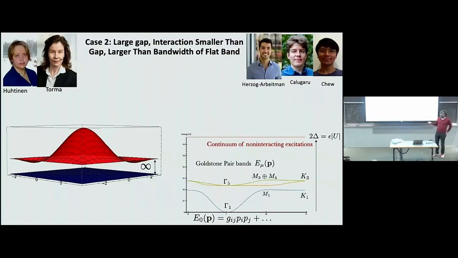In this case, if you're at partial fillings of this lower band, you can basically project your interaction to this lower band and consider a projected Hamiltonian with the interaction projected in this band. Now, this projected Hamiltonian has nice properties. It turns out you can define some positive semi-definiteness, etc. And for example, you have some remarkable properties.